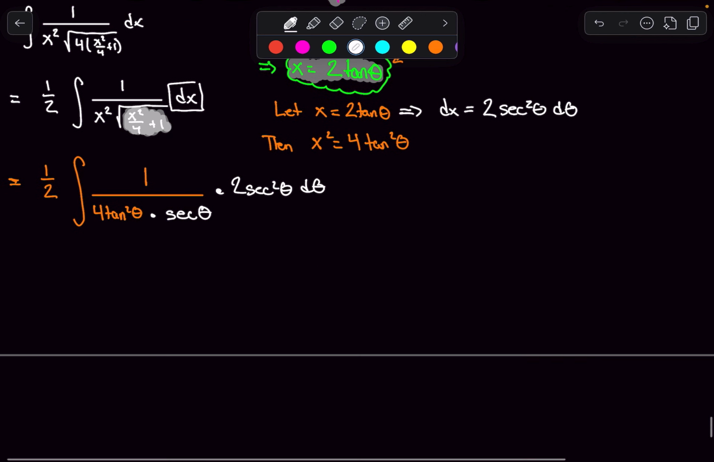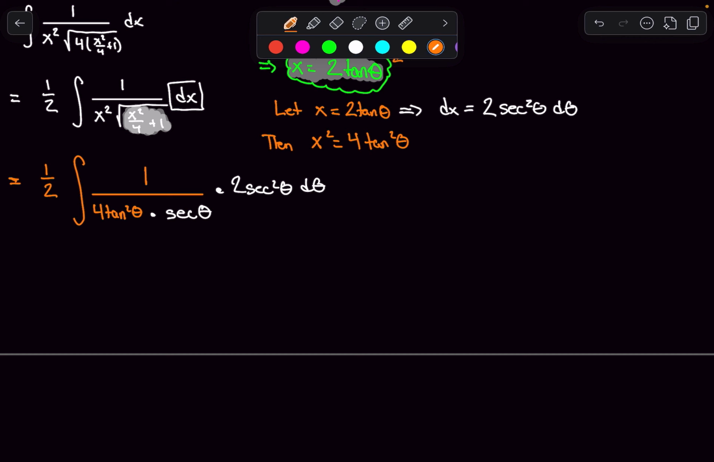Now this integral is something that looks a little bit better. Let's see how far we get. I have a 1/2 that's going to cancel out with this 2, and then I should be left over with a 4, so I'm going to have a 1/4 in the front. One of these secants is going to cancel out, so I'll have an integral of secant theta over tangent squared theta d theta. At this point, I don't really care to work with secants and tangents. I much prefer working with sines and cosines. So that's what I'm going to do.